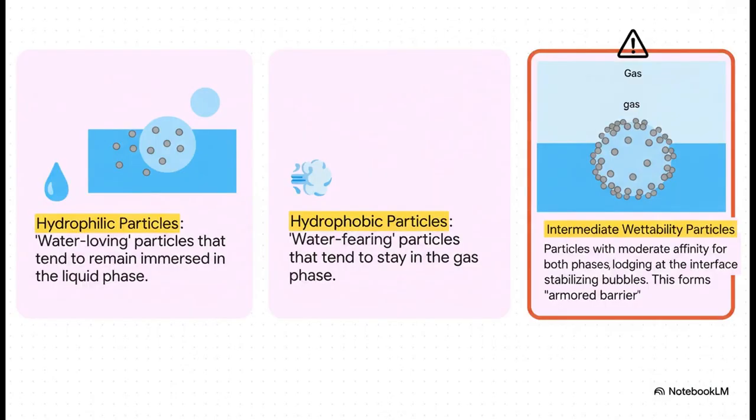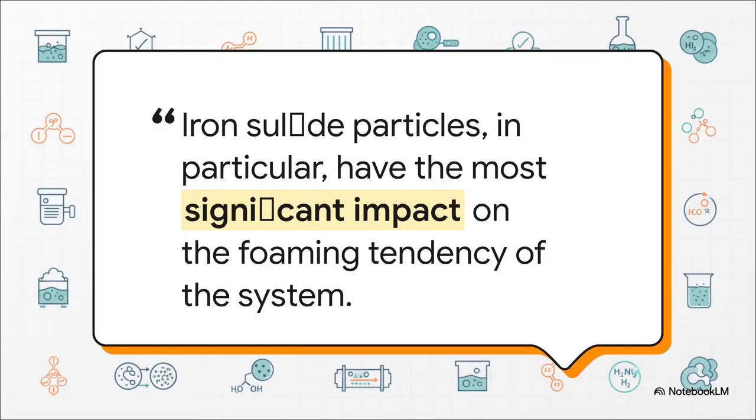Now, those solid particles are especially tricky, and it all comes down to their wettability. If a particle is hydrophilic, it's happy to stay submerged in the liquid. If it's hydrophobic, it wants to get away from the water. But the real foam stabilizers are the particles that are somewhere in between. They migrate right to that gas-liquid interface, the bubble wall, and they just sit there, creating a kind of physical, armored shield that literally stops bubbles from merging and collapsing. And that brings us to public enemy number 1, iron sulfide, FeS.